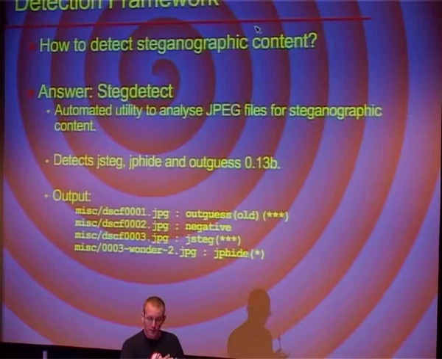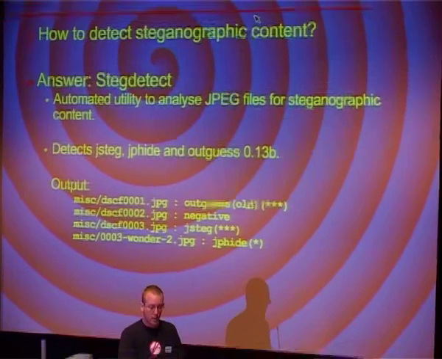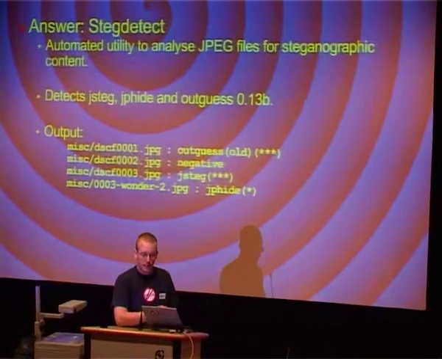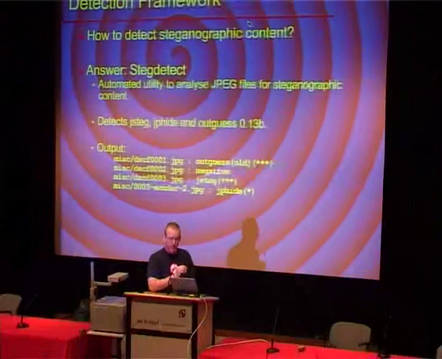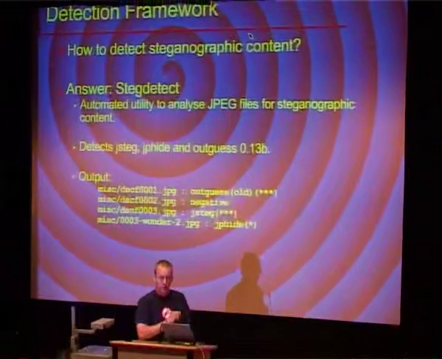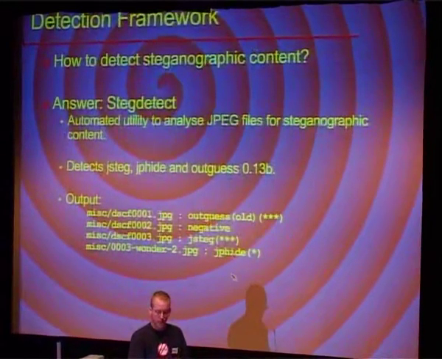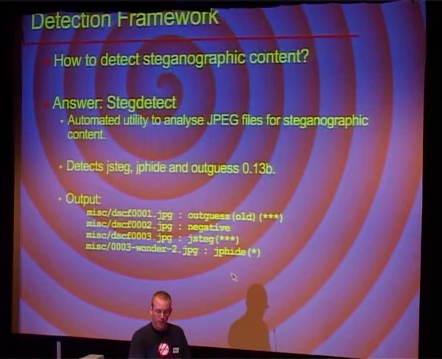Now at first I asked this question: how to detect steganographic content automatically? And the answer is StegDetect. That's a tool that I wrote to automatically analyze images for steganographic content, and to detect JSteg, JP-Hide and OutGuess. It's a very easy to use tool. You just run it on a bunch of data and you get an output that immediately tells you what to expect. So this image here has OutGuess with a very high probability. This image here has some JP-Hide, with a lower certainty.